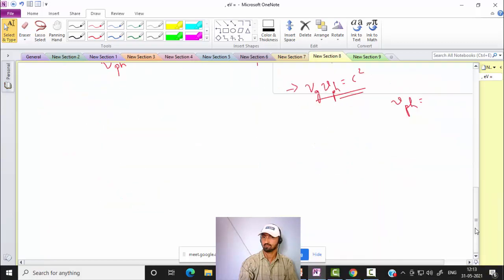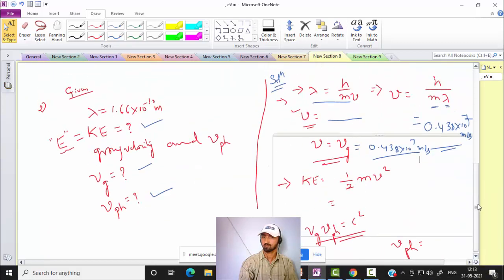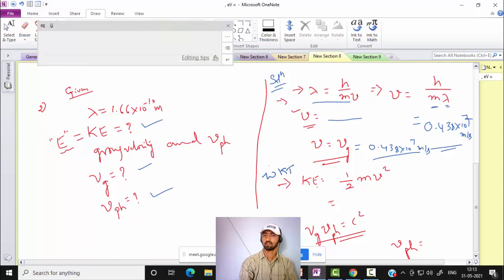Then you go for the calculation of the kinetic energy. The kinetic energy is half mv squared. You substitute the values: one by two times m, the mass of the electron, 9.1 × 10^-31 kg, and the velocity, the value you got above, squared. Find out the kinetic energy. How much is the kinetic energy?